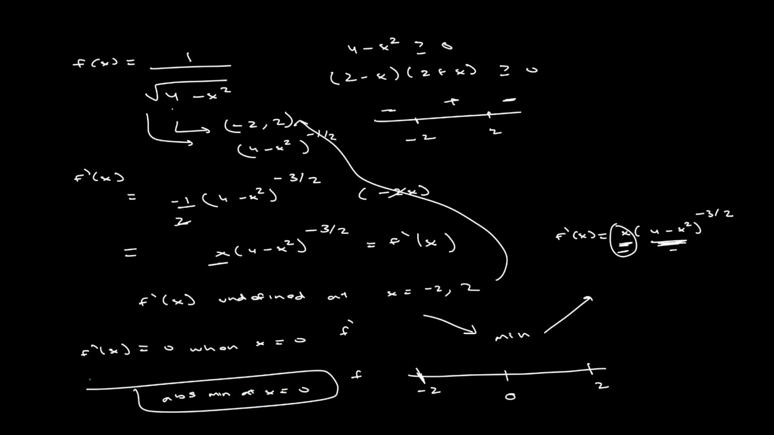And there's no maximums in this case, and that makes sense because of the fact that we don't really have a closed interval. This is an open interval of negative 2 to 2, and so no maximums, and this is our only extreme value.